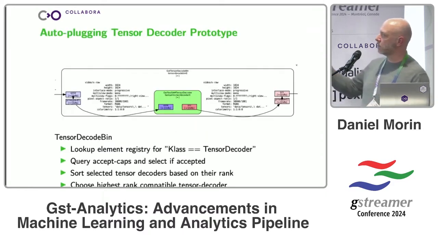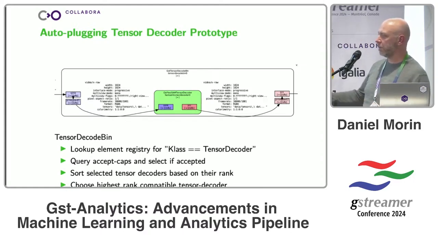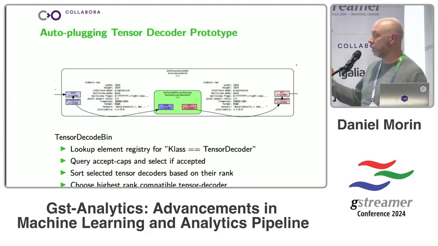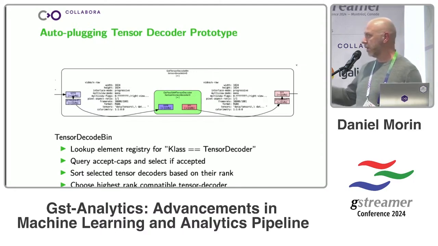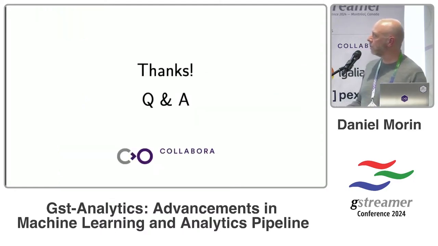We can see that the process goes like this. All the tensor decoders are registered with the class tensor decoder. When we get the caps from upstream, we test each tensor decoder to see if it would accept the caps. If it does, we add it to a list, and later on we rank them. It can be specific to a platform, and we select one tensor decoder for the pipeline. Yeah, I think that's pretty much it.